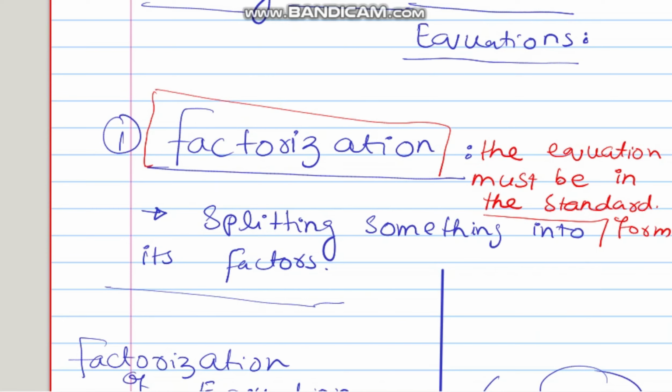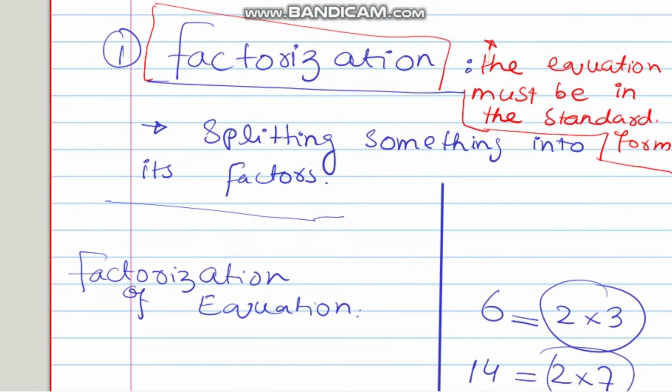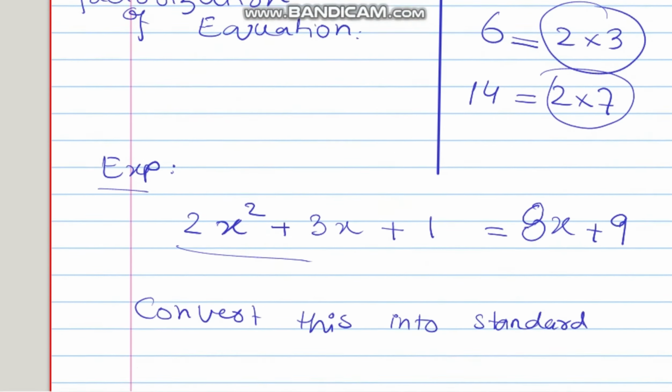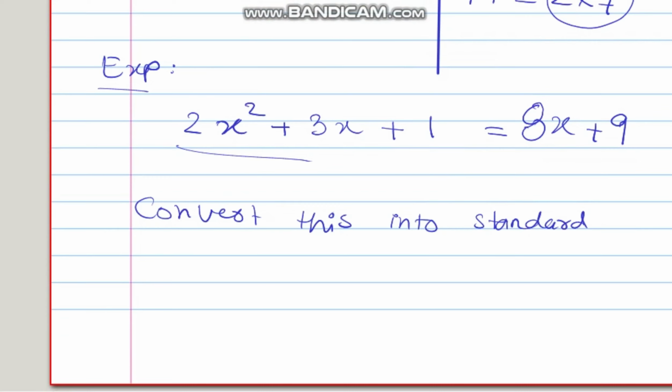This is my red pen. This is a very important point which is written in red. Always remember this thing: the standard form is important. First of all, make the equation in the standard form, and I am doing this.